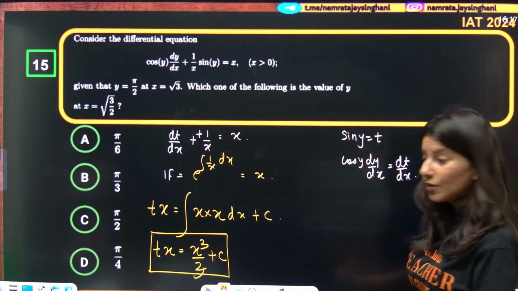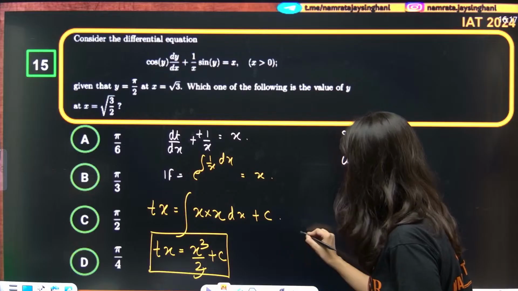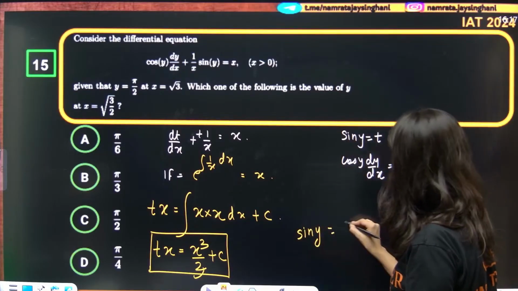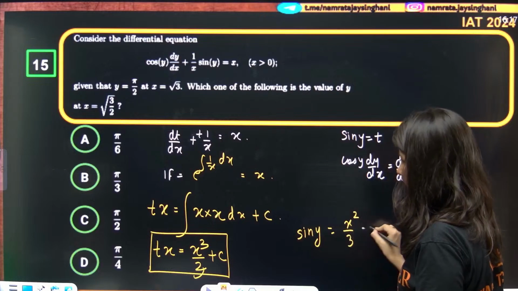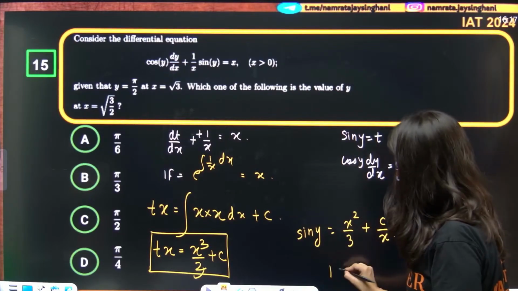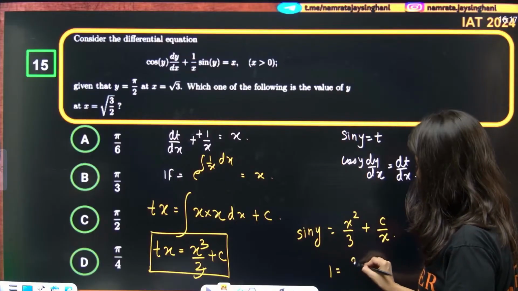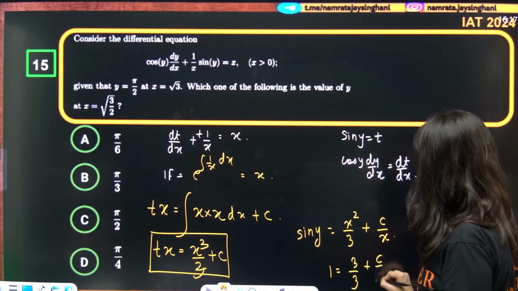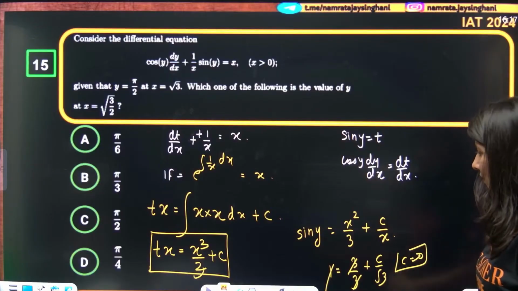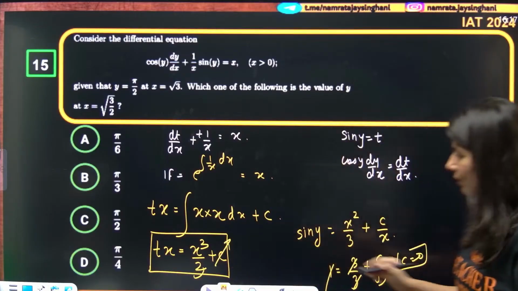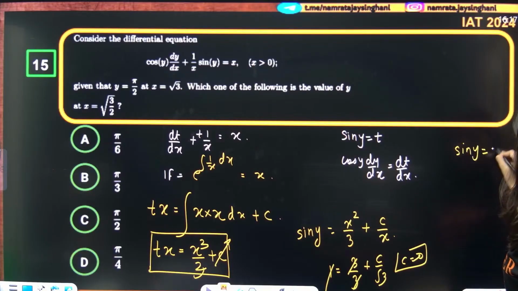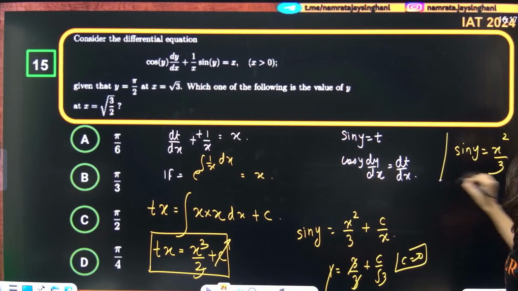Now you put x is equals to root 3. So sin y is equals to x, let's divide. So this is x square by 3 plus c by x. Now put. So this is 1 is equals to x square, so 3 by 3 plus c by root 3. So clearly 1 cancels. So c is coming out as 0. C is 0. Correct? So sin y is actually x square by 3. This is your final solution.